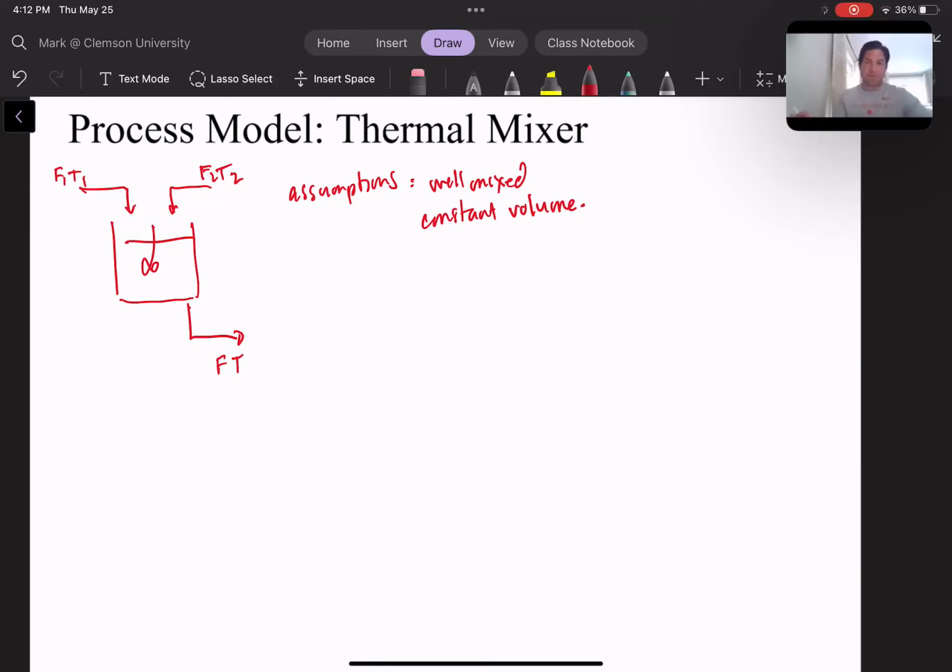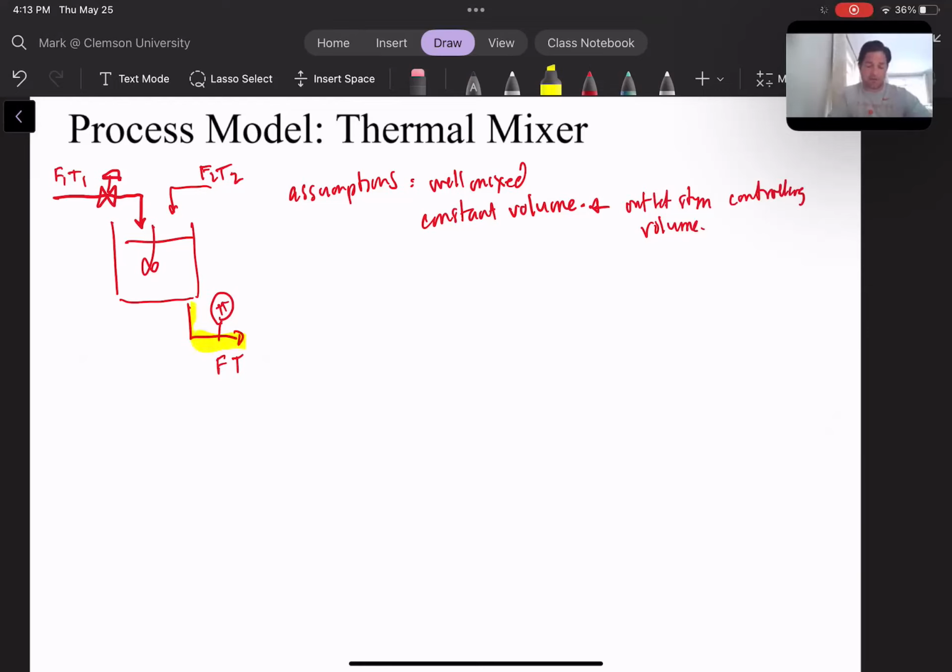Maybe we'll say some more there, but what we might do in this process is we probably control the flow rate of one of these streams. And I'm being sloppy on my drawing, so let me do that better. We care about the temperature of the process stream coming out. And I'll say that well mixed, constant volume probably means the outlet flow is controlling the volume. So we're varying this outlet stream right here, and it's keeping the volume constant.